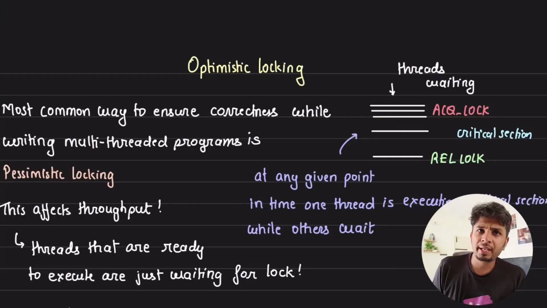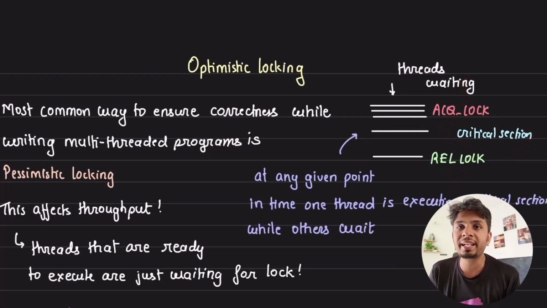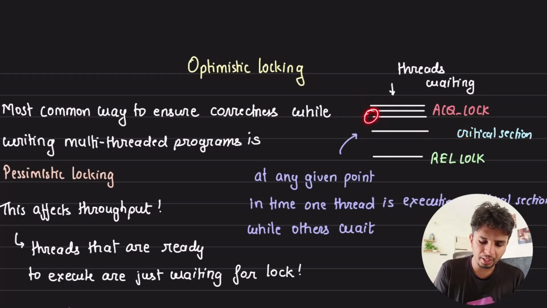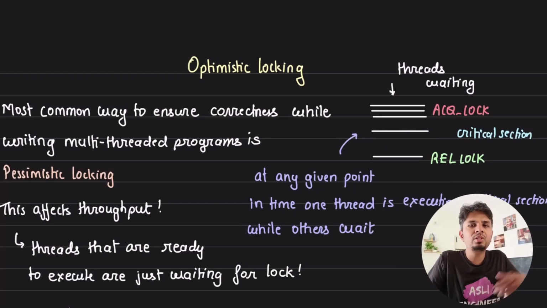So the most common way to ensure correctness while writing a multi-threaded program is pessimistic locking, wherein you wrap your critical section with acquisition of lock and release of lock. When you have n threads that want to execute the critical section, only one thread is allowed to move in and execute it while everyone else keeps waiting. Once that thread releases the lock, one of the waiting threads is allowed to move in. This ensures that only one thread is active in the critical section at a given time. This ensures correctness, but you can clearly see how this could become a choke point.